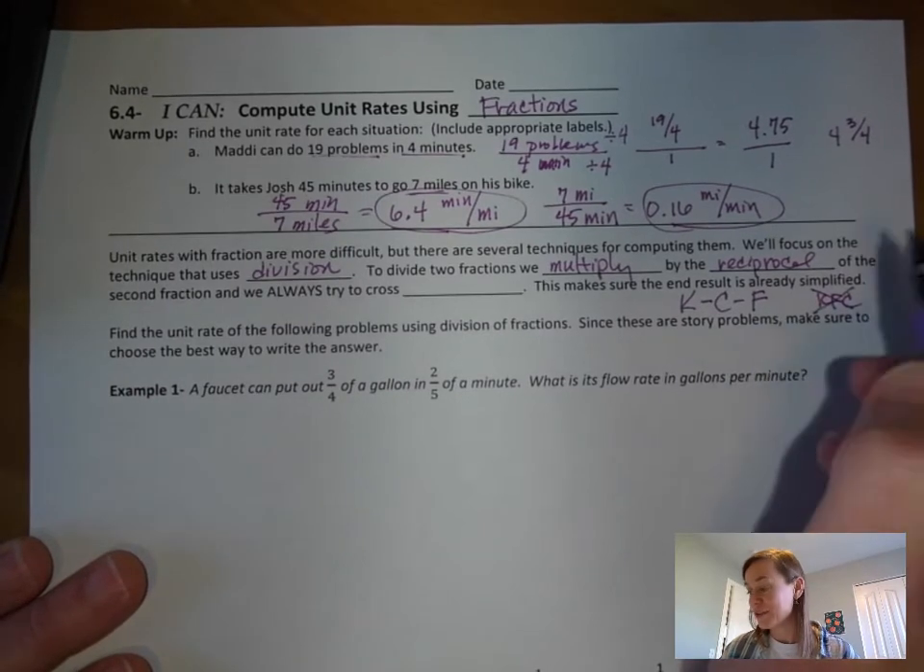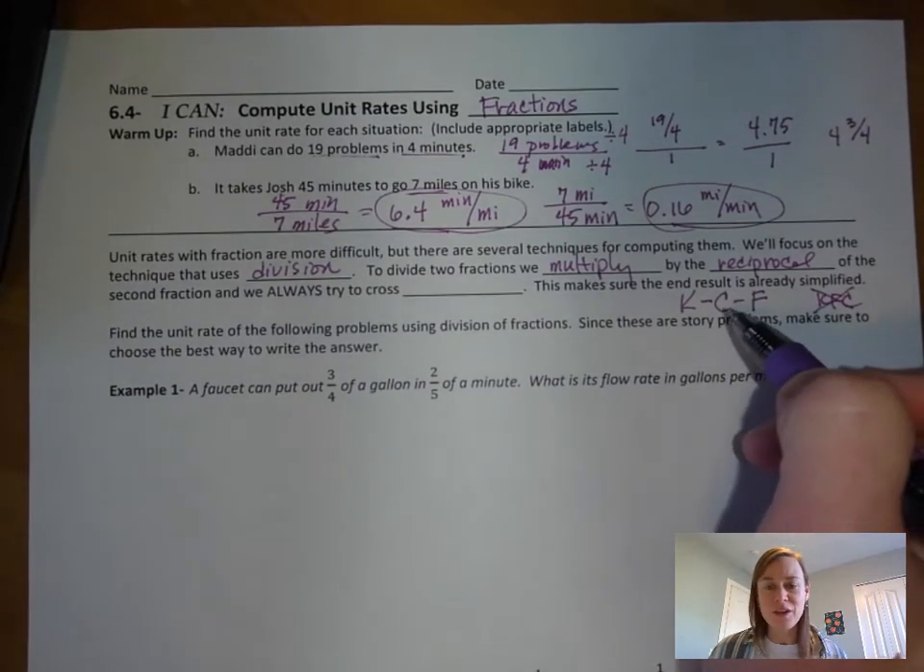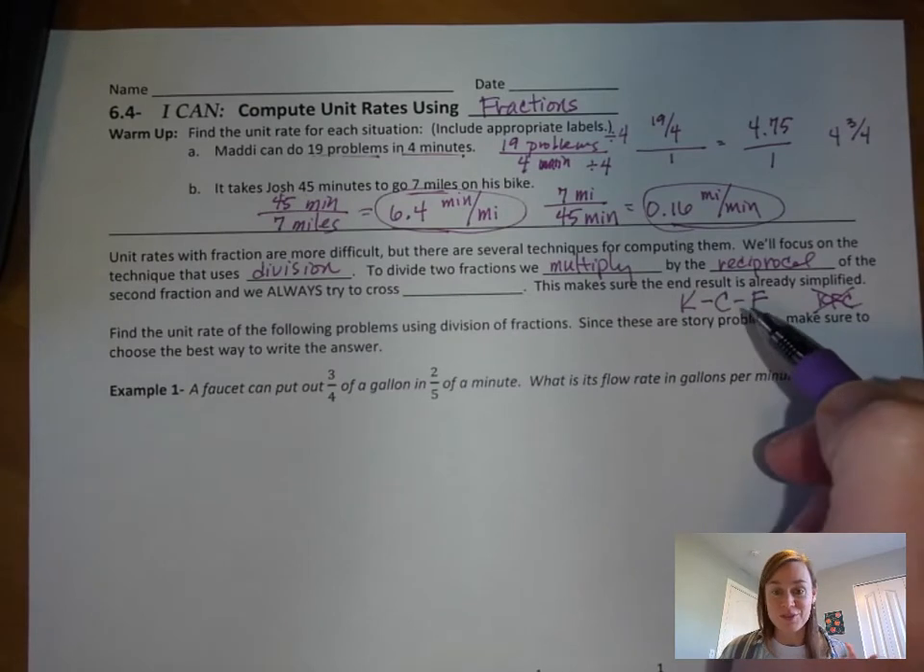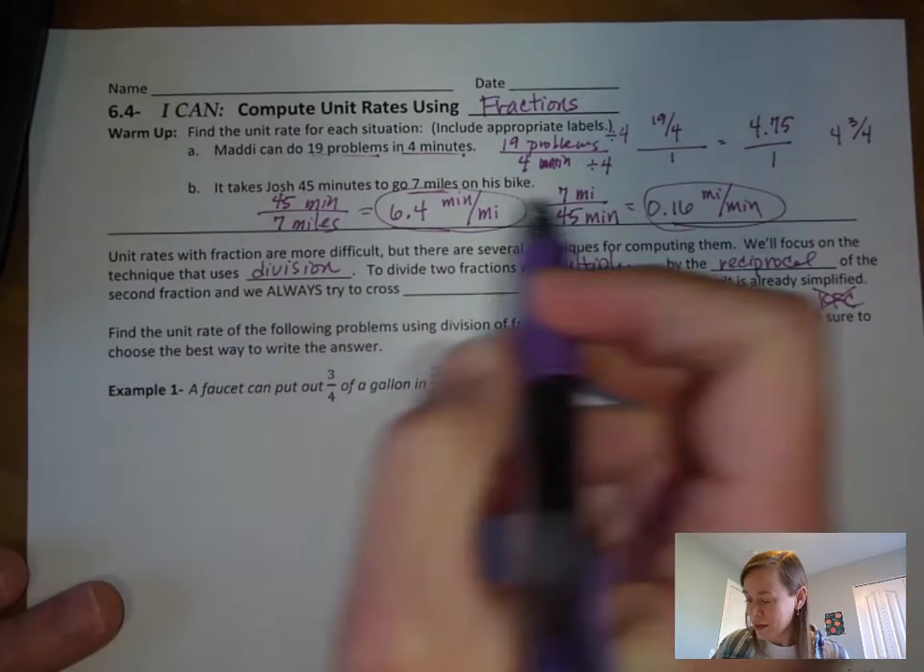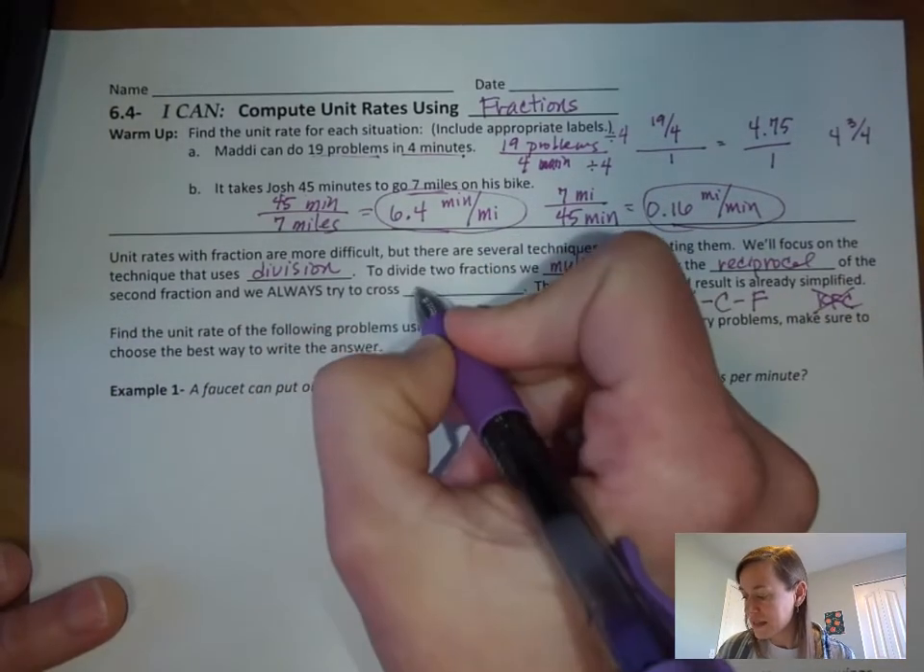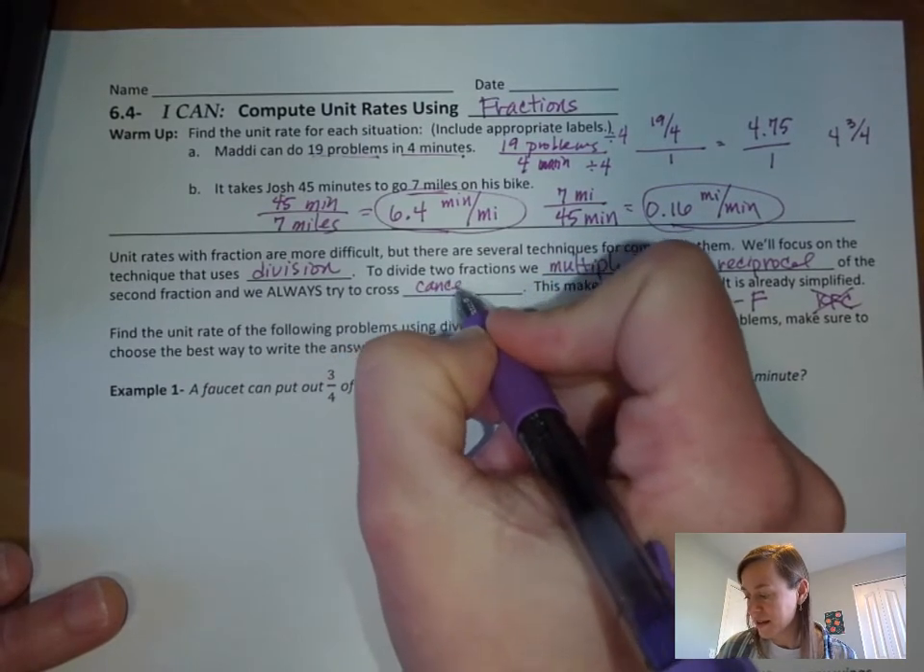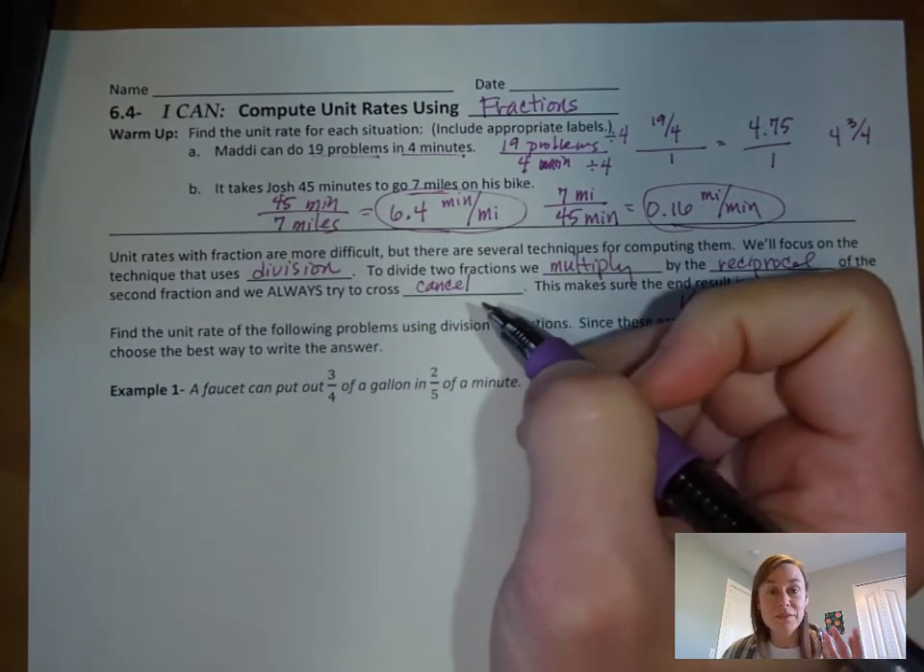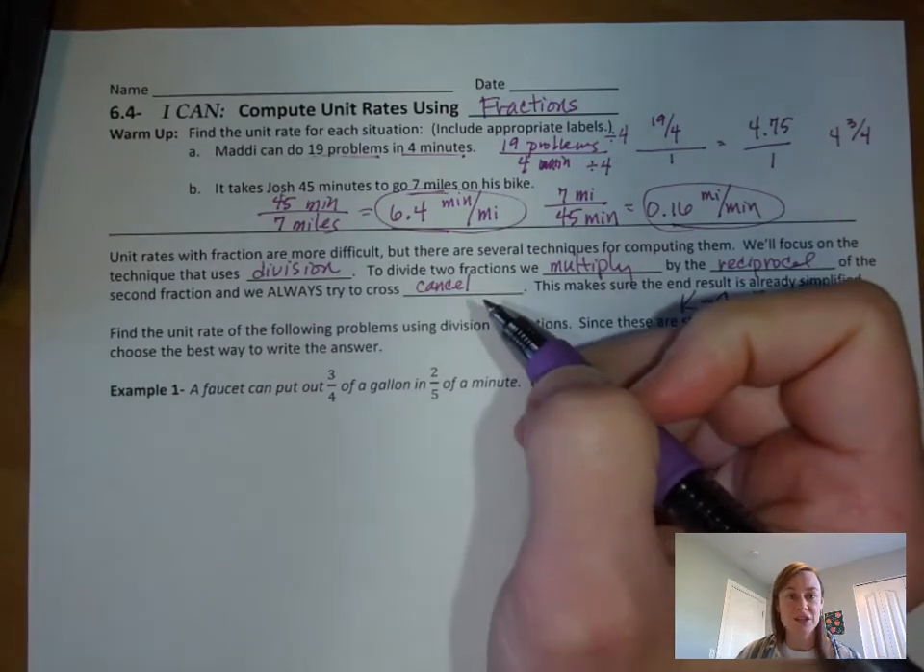Oh goodness. Okay, so keep, change, flip. If you don't know how to do keep, change, flip, no worries. I'm going to show you in just a second. Okay, and then it goes on to say we always try to cross cancel. So that's just that technique where you are simplifying the fraction before you even do the multiplication.